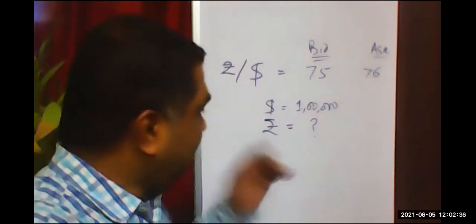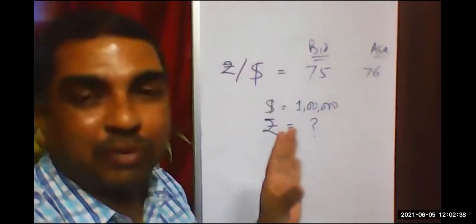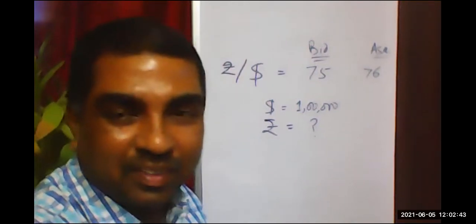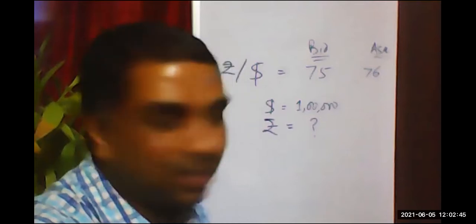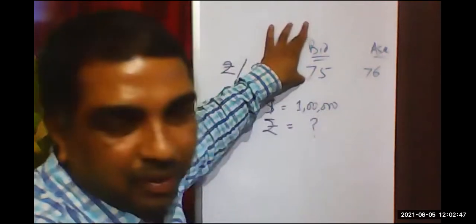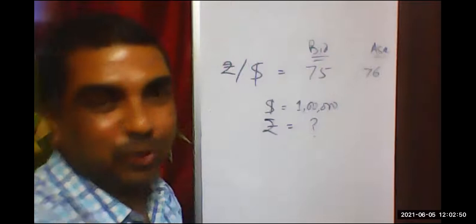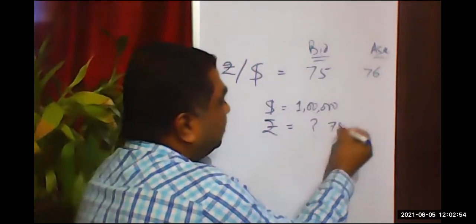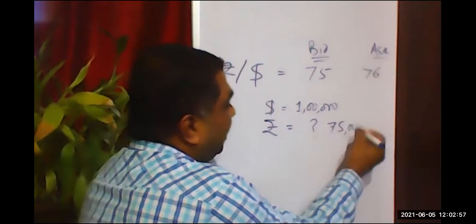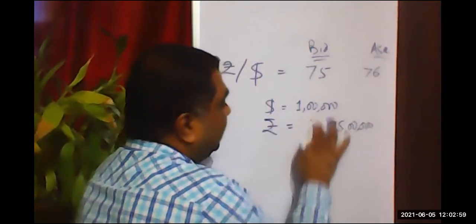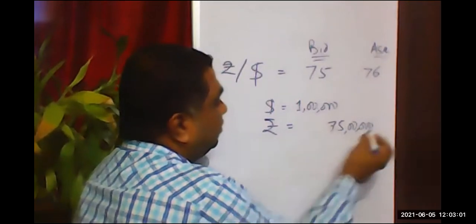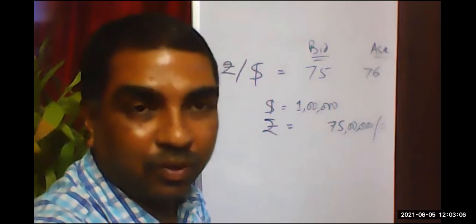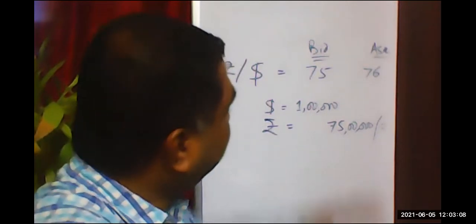So friends, you got $1 lakh, so what are you going to do? You are going to sell that dollar. But what will the bank do? The bank will be buying that dollar. So what is applied here? The bank's buying rate. Buying rate means you'll be getting 75 lakh rupees. Is it clear to you? Yes, because you are selling dollar now.